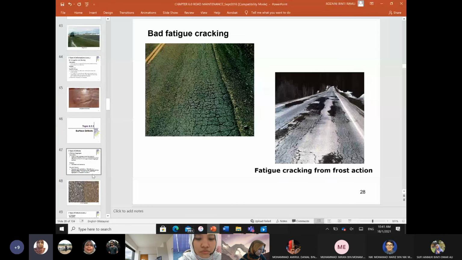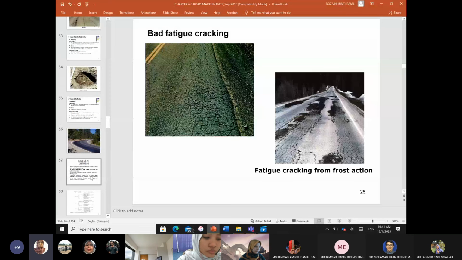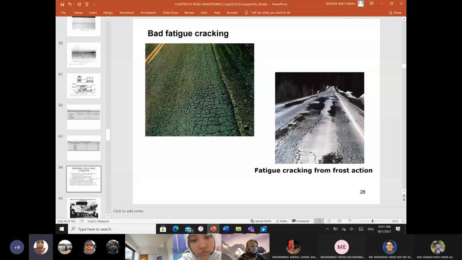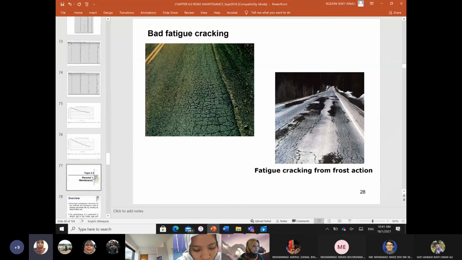We'll go straight away to 6.3. What we have in 6.3 is this: you have learned in 6.2 about all those defects, all those failures. So 6.3 is about what you would do to cater to all those problems, all those distresses, all those defects. In order to solve them, there are two procedures here.